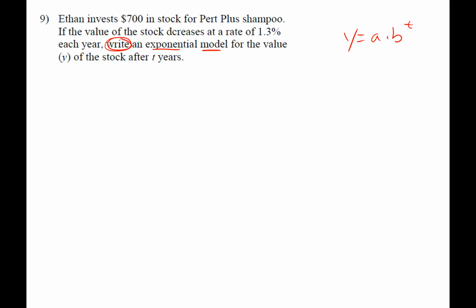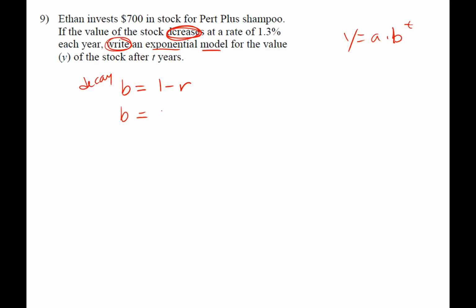is the general model. And for this one, since it says decreases, we would be looking at b as 1 minus r. If it was increases or growth, we would do 1 plus r. But in this case, decreases, we're looking at decay. So this is 1 minus r.